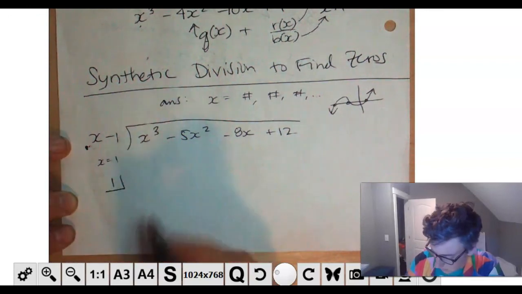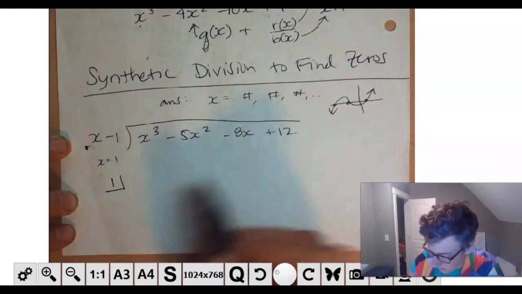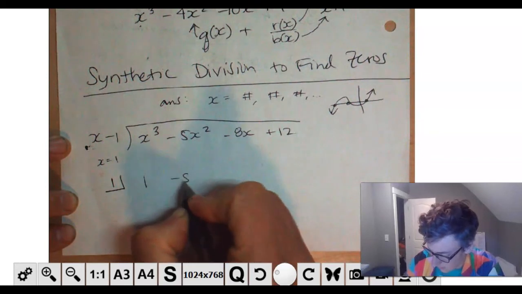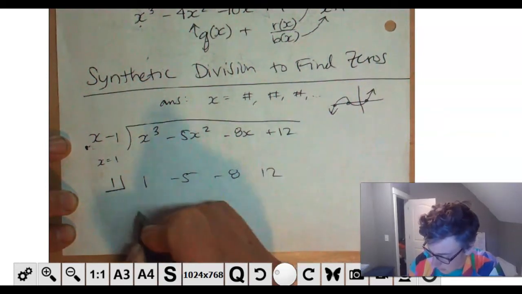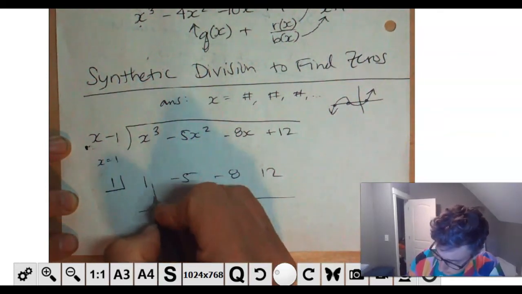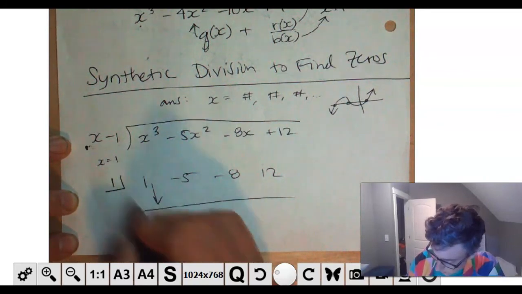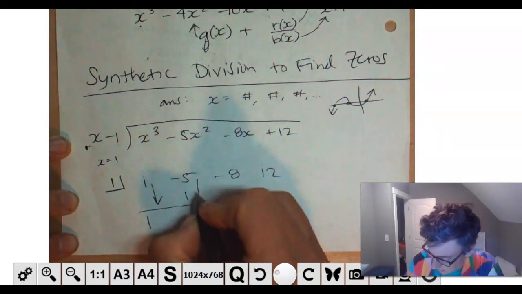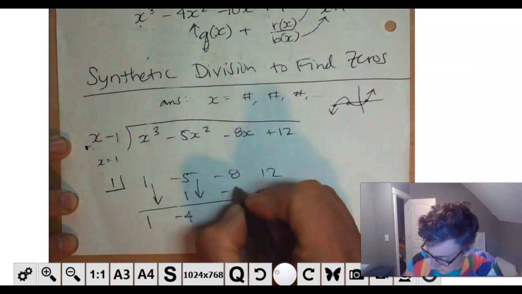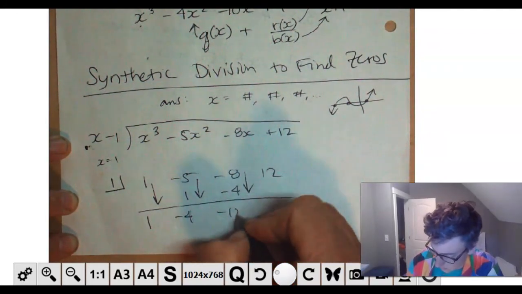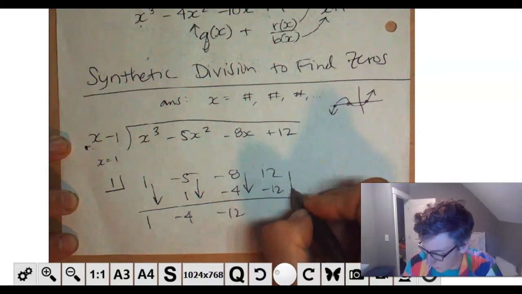Bring down the coefficients. I have all the terms, I don't need any zeros. So 1, negative 5, negative 8, and 12. Solve. 1 plus nothing is 1. 1 times 1 is 1. Add that together, we get negative 4. Times 1 is negative 4. Add that together, we get negative 12. Times 1 is negative 12. Add that together, we get a 0.